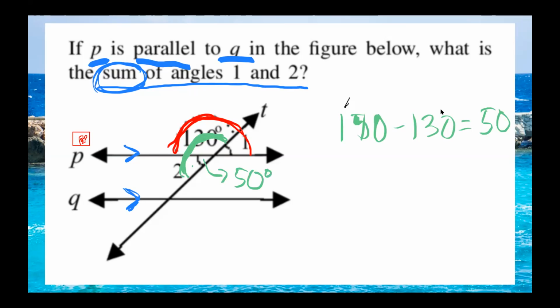And then by vertical angles, angle 1 also should be 50 degrees. And then if it is asking for you to give the sum, you want to add the 250 degrees. And so your solution is 100 degrees.